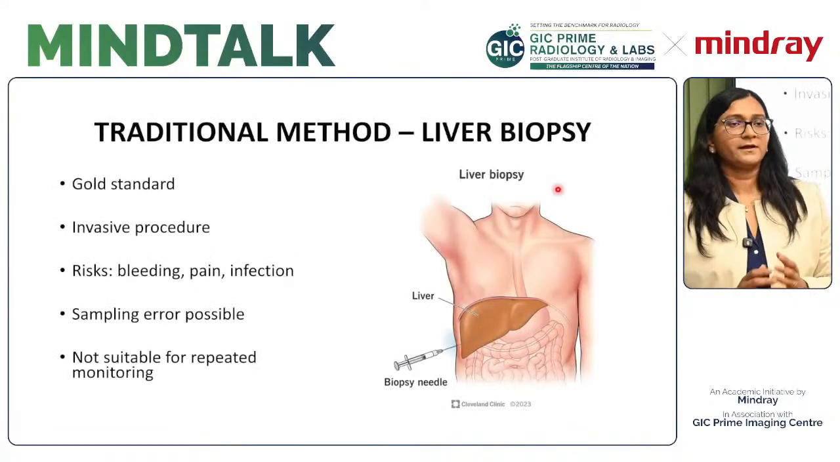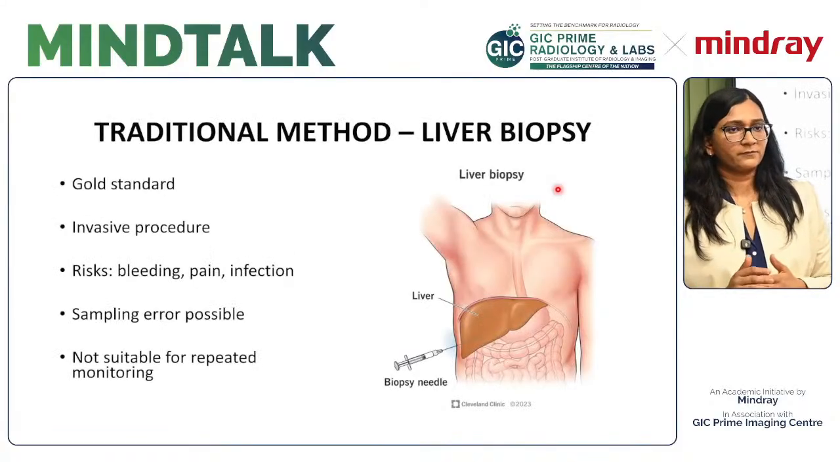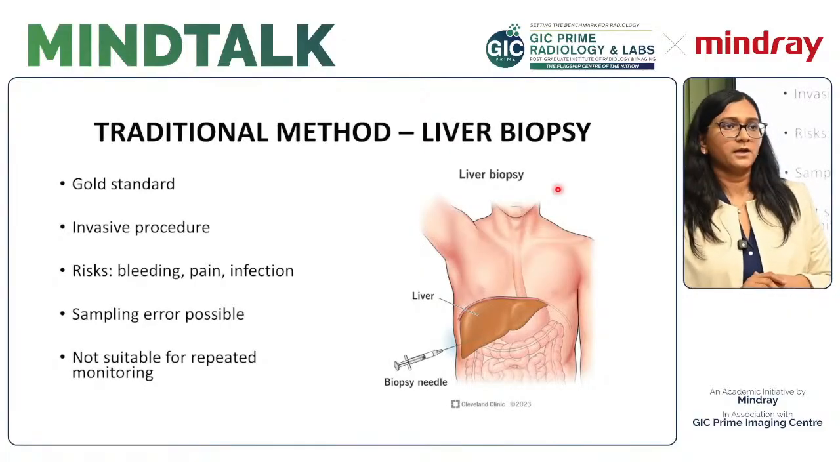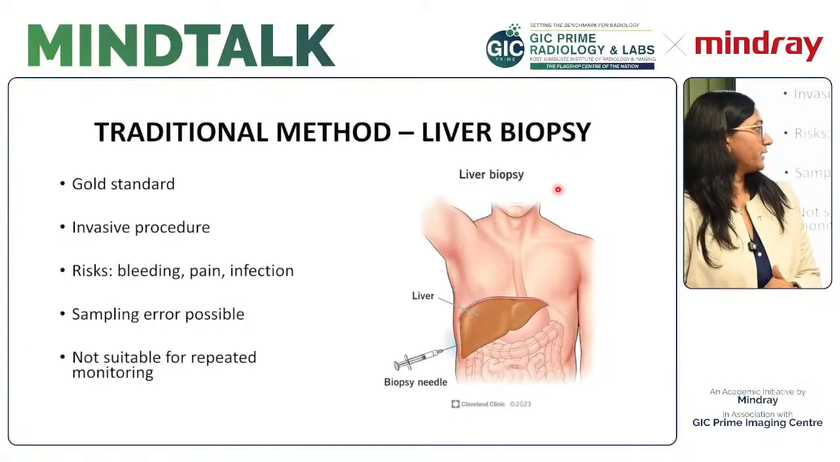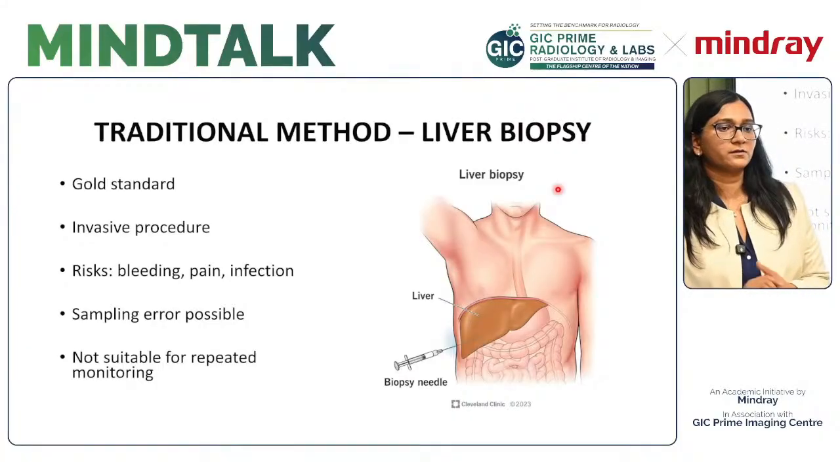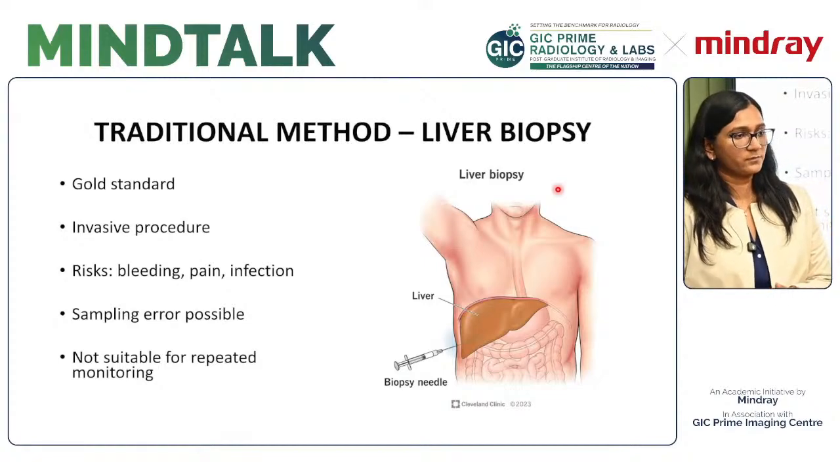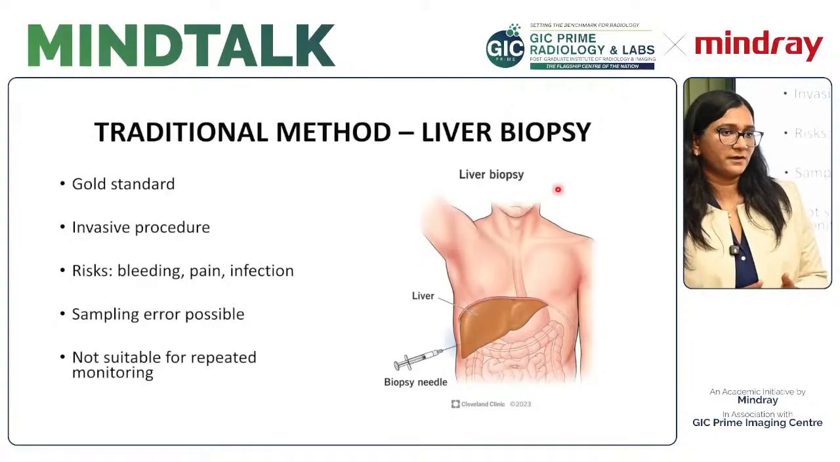There are various methods we can use to detect liver fibrosis. First and foremost, the gold standard is liver biopsy. It is most accurate, but it is limited by the fact that it is an invasive procedure. There is risk of bleeding, pain, and infection, and sampling errors are possible, and it is not easily reproducible.